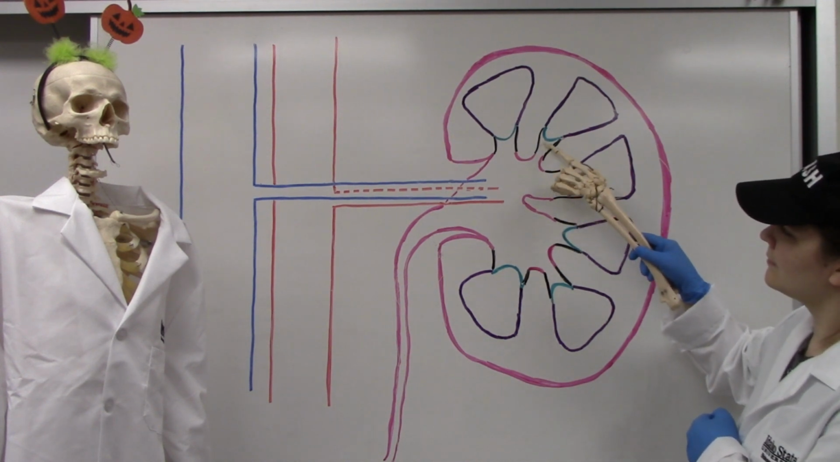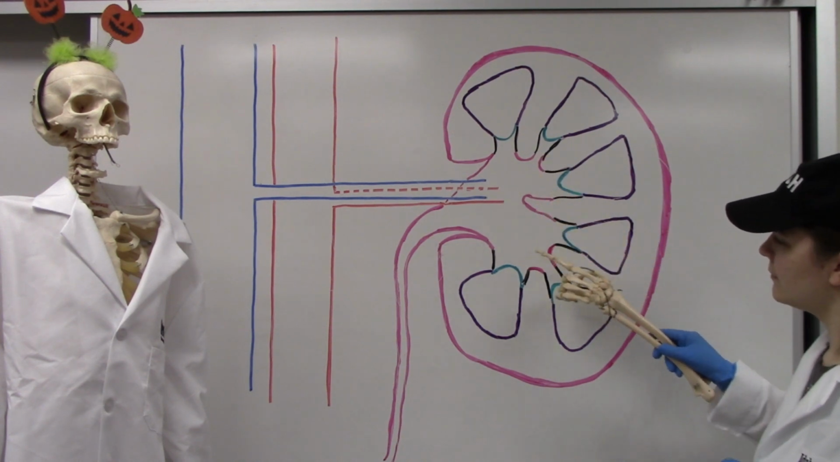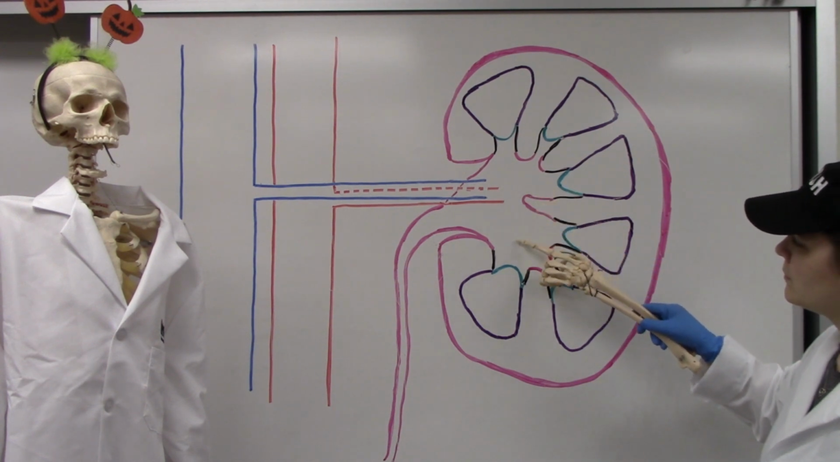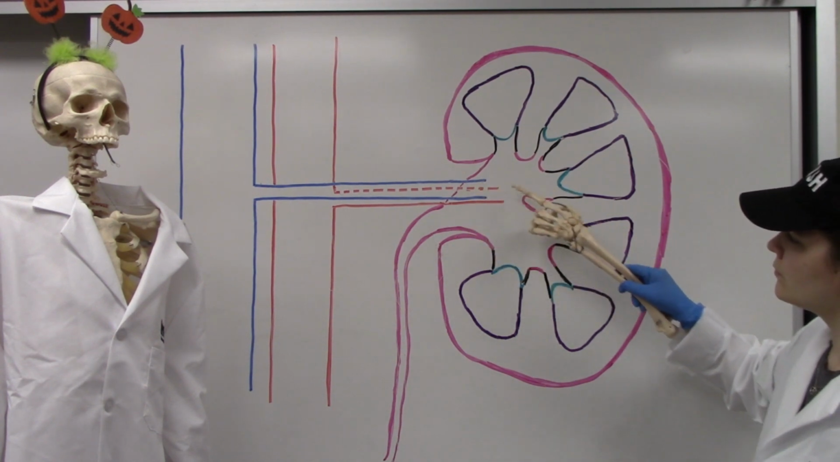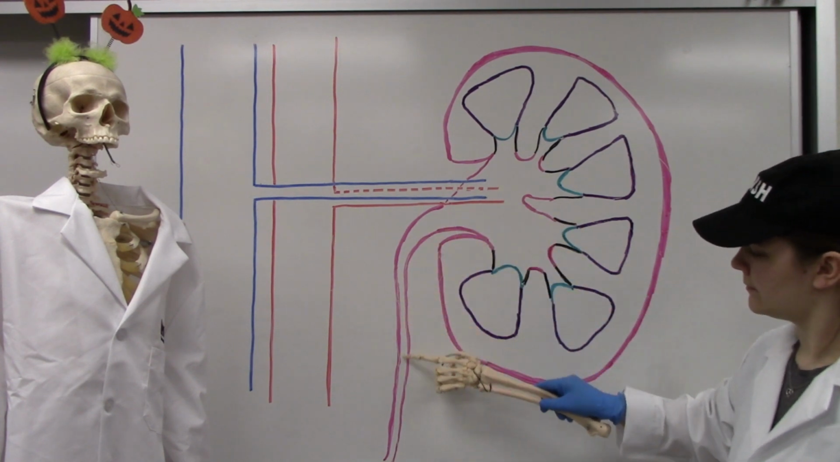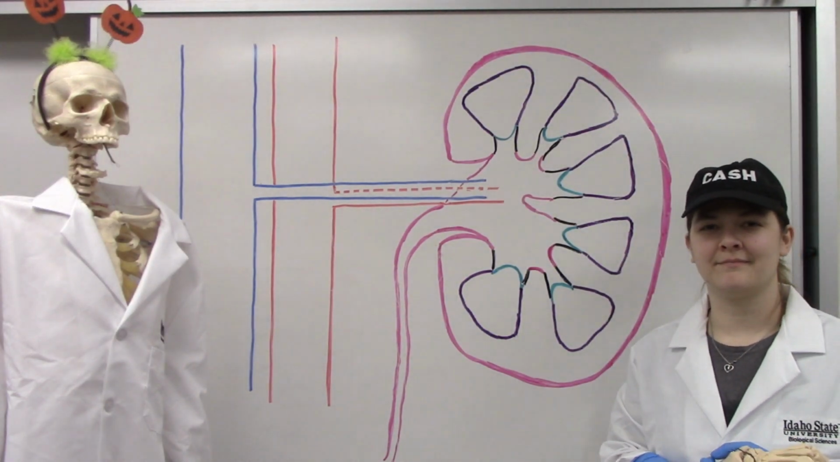Minor calyces converge to form a major calyx. Major calyces converge to form the renal pelvis. We then flow from the renal pelvis to the ureter. Ureters are tubes that carry urine made by the kidneys to the urinary bladder. That covers the kidneys.